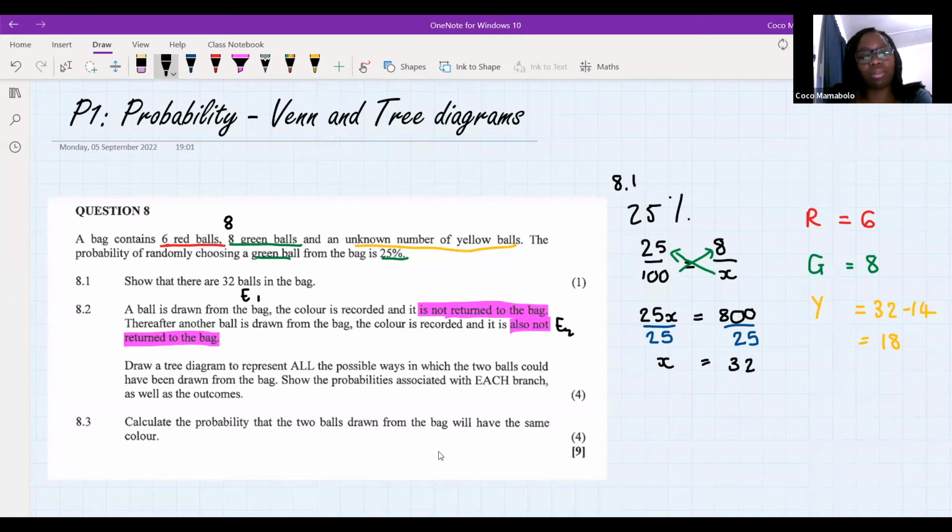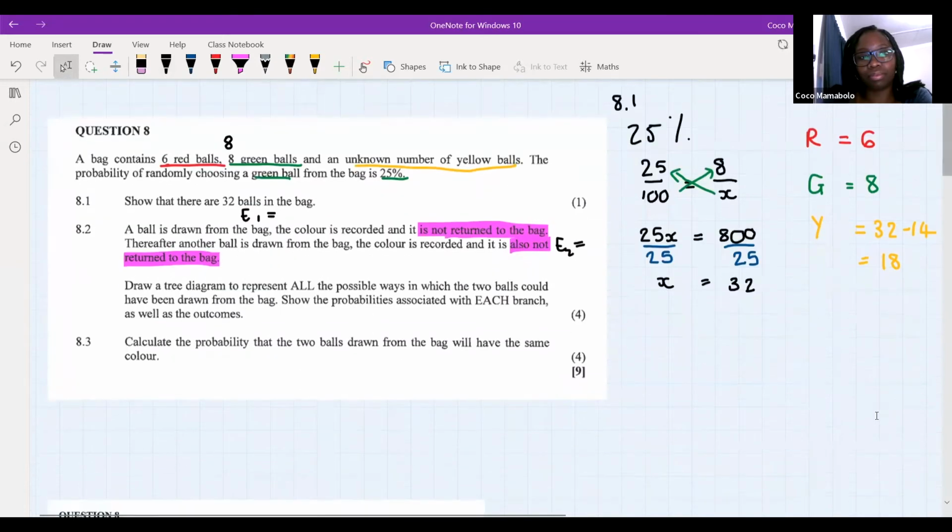So can anyone tell me in the chat, in our first event, how big is our sample space going to be? And in our second event, how big is my sample space going to be? Anyone got any idea? Yeah, you can also unmute yourself if you don't want to send your answer in the chat.